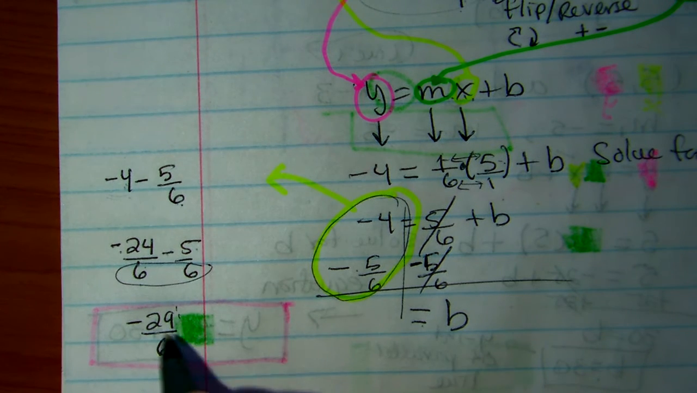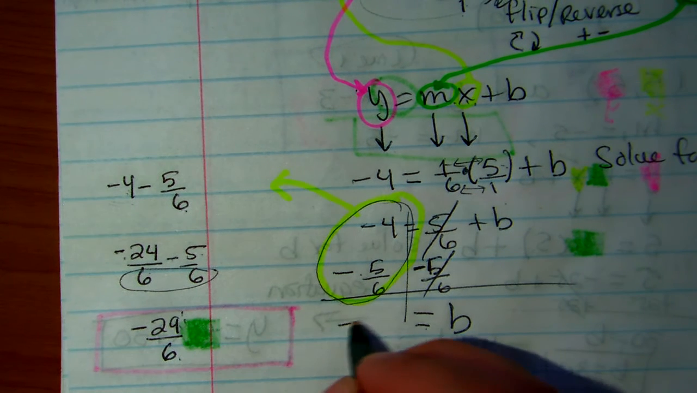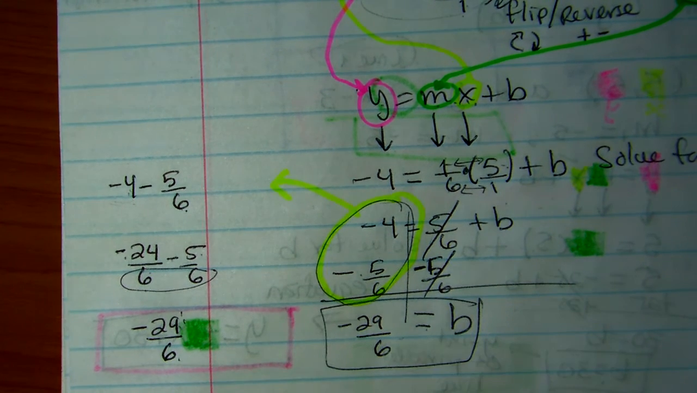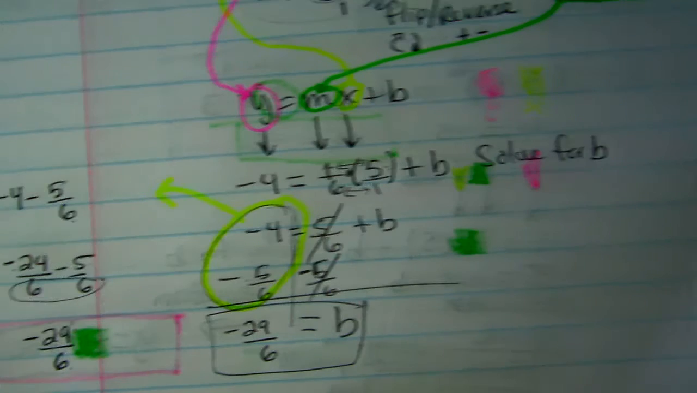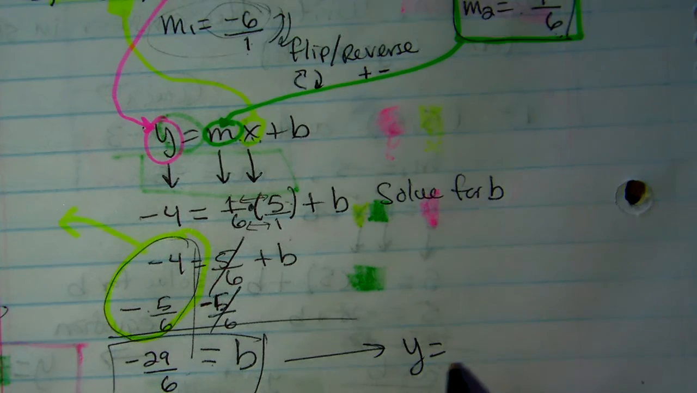All right. Both numbers cannot be divided neither by 2 or by 3 or by 4, so it stays like that. So b equals negative 29 over 6. And this is our y-intercept. Let me check real quick. Yes, we're fine. So now that we have b, now we can write our equation y equals the slope.